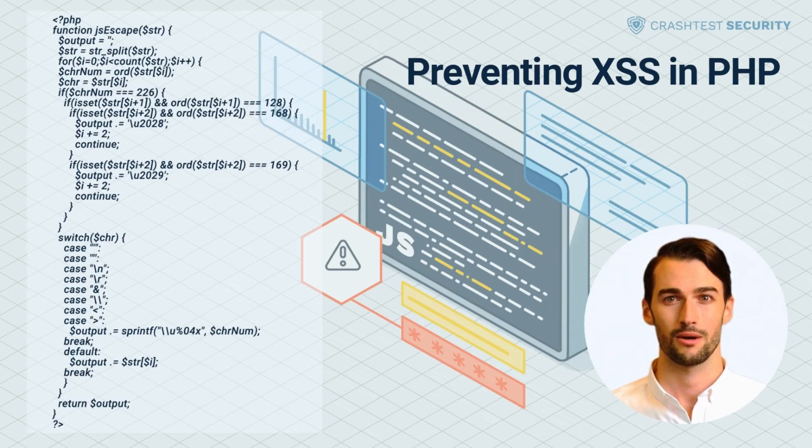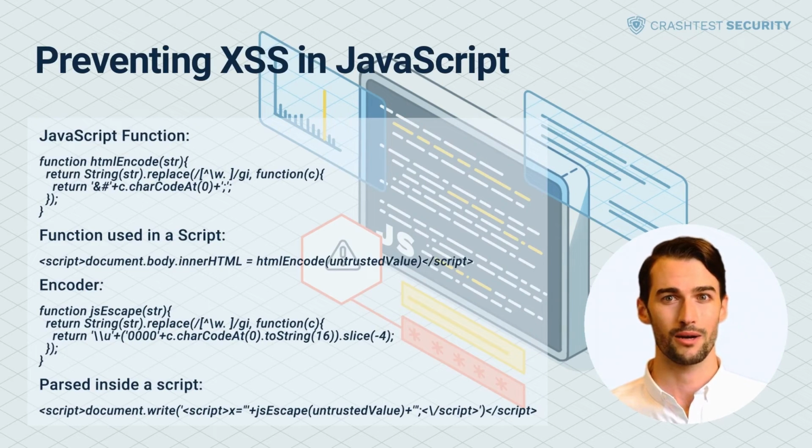PHP includes an inbuilt function called HTML entities that can encode HTML entities. Developers call this function to escape user-supplied HTML input. For JavaScript, developers use Unicode escape input. While PHP does not supply a function to do this, it can be done with a PHP code similar to this one.